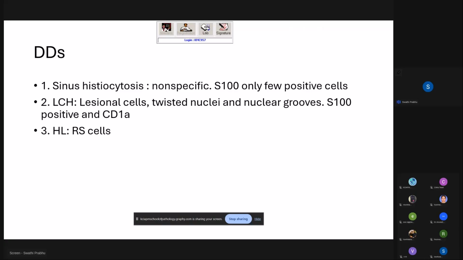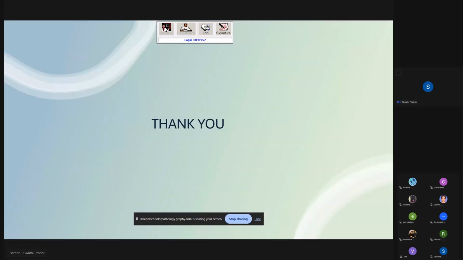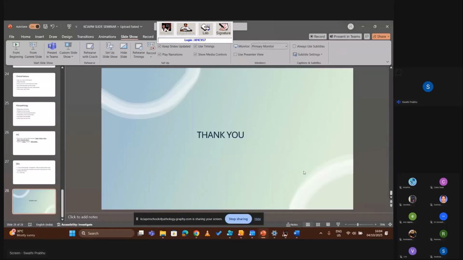In LCH you can find the characteristic histiocytes with twisted nuclear grooves, which will be positive again for S100 and cyclin D1, but CD1a will be positive in this case, which is negative in Rosai-Dorfman. Also, sometimes Hodgkin lymphoma can come into the diagnosis when RS cells with prominent nucleoli are present. Of course, we have to rule out Hodgkin cells, and features like CD15 and CD30 will help to rule out the diagnosis. So that will be the end of the discussion. Any doubts?